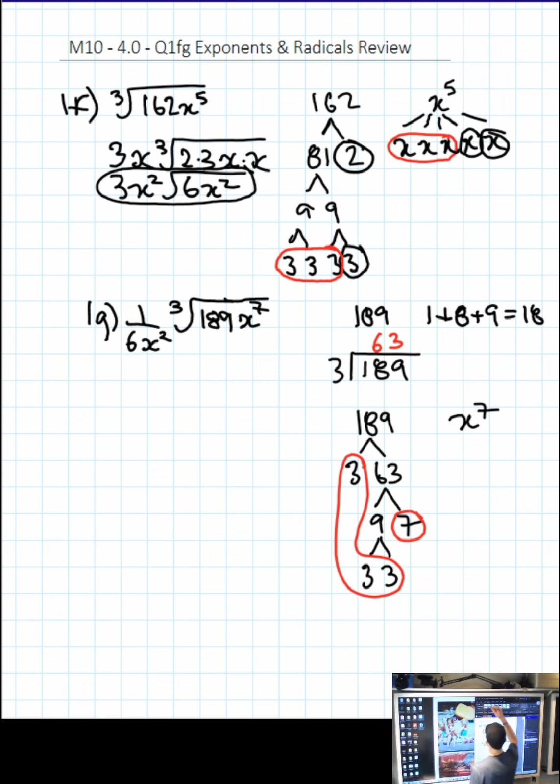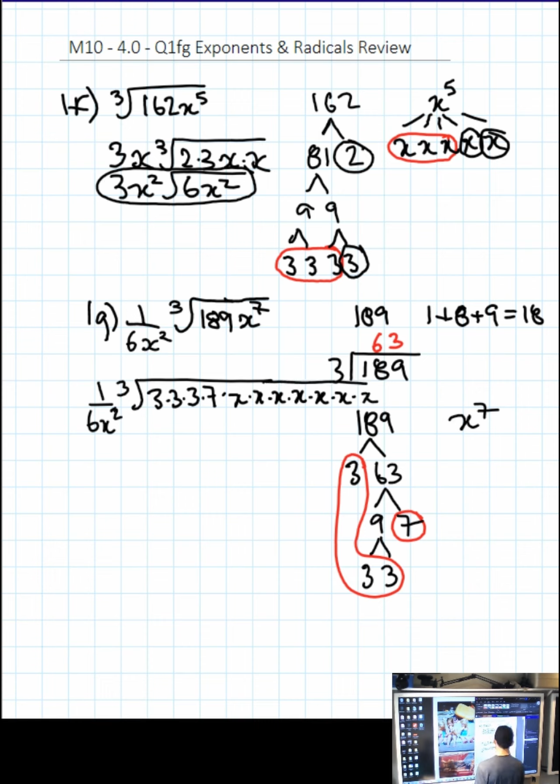Let's write that one underneath. That one's going to be a little more difficult. So 1 over 6x squared cube root of 3 times 3 times 3 times 7 times x times x times x times x times x times x. 1, 2, 3, 4, 5, 6, 7 times x.